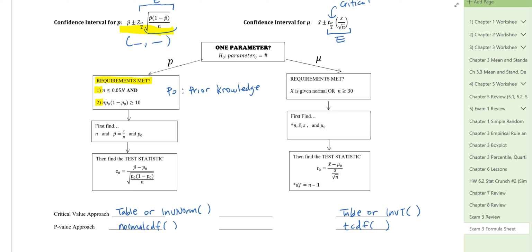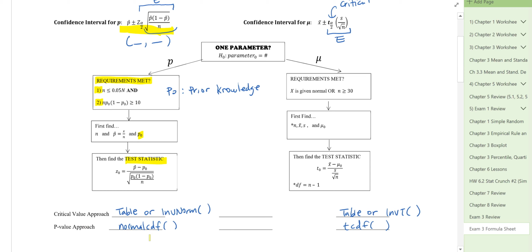Once I check the requirements, I move on to find my sample size and p hat. Again, p hat sometimes is given to you, and sometimes you need to calculate it, which is x over n. And then your p naught, again the prior knowledge we're talking about here. So three things we need. Once I've done this, I compute my test statistic. Then I have two approaches. I could do the critical value approach, comparing my test statistic to the critical value, or I can do the p-value approach and compare my p-value to alpha.